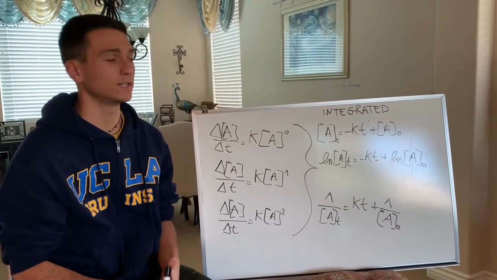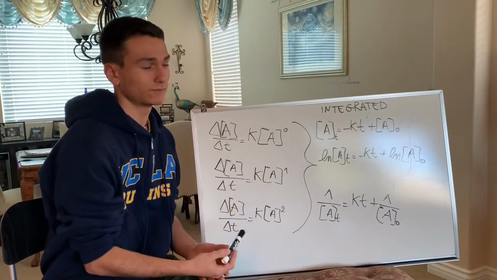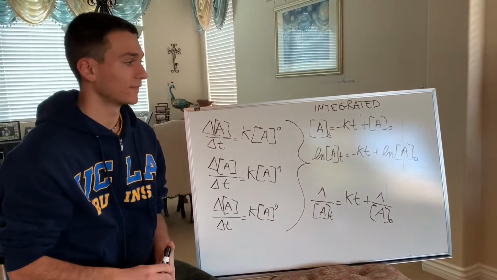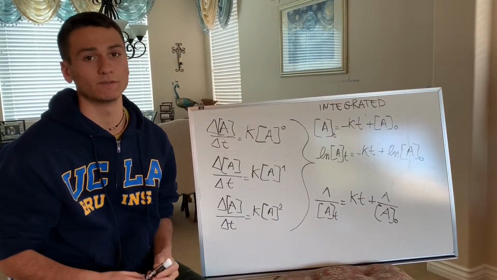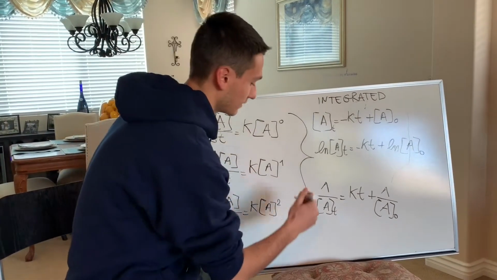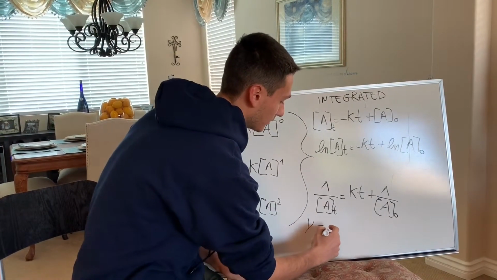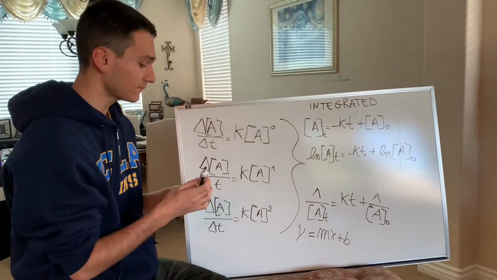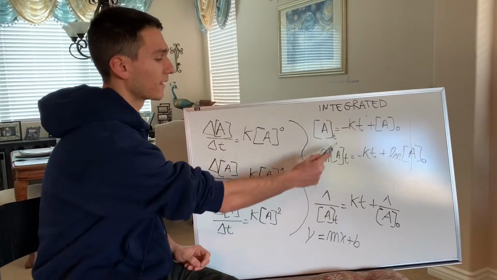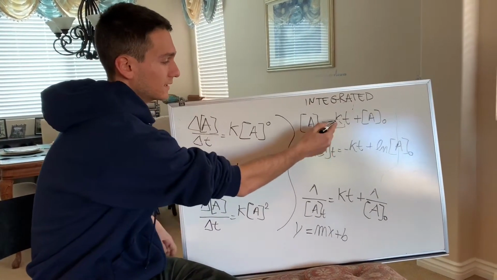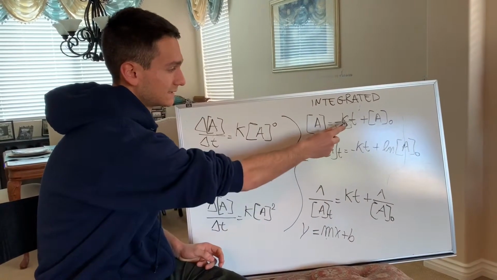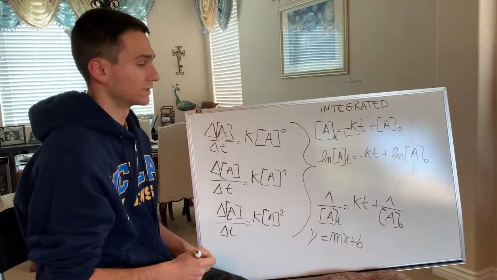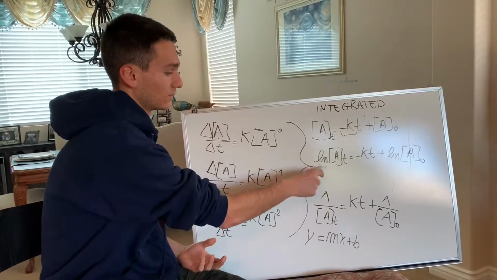So what we need to understand here is that I can plot the graph of the concentration of A versus time. And it's important to understand how the graph looks. All of them can be referred to the equation y equals mx plus b, which is the equation of a line. So here, the negative k is the m, the time is x, and these right here are the y-intercepts, and this is y.